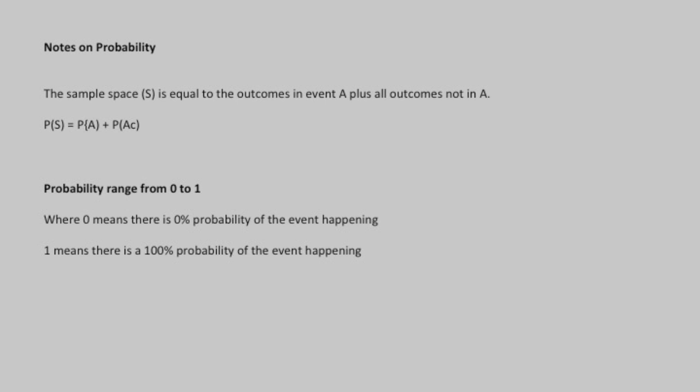If you think about it, this makes sense. If you have like a 50% chance of the coin landing on heads, and a 50% chance of the coin landing on tails, then you have a 100% chance of it either landing on heads or tails.